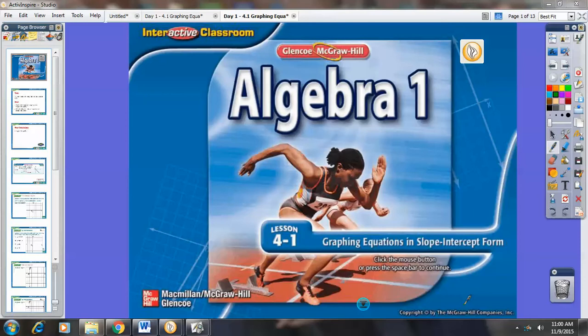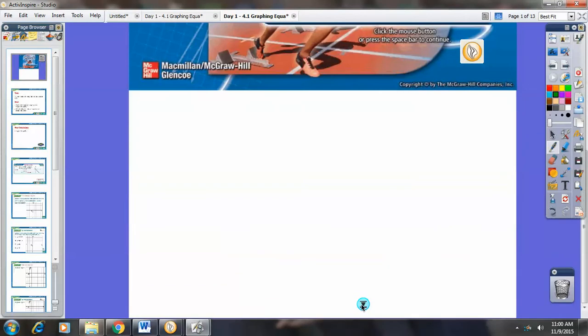Have you worked with slope-intercept form before? You guys probably have. What about Brett? No? Okay. No big deal. If you haven't, we will use it enough. You will be very familiar.